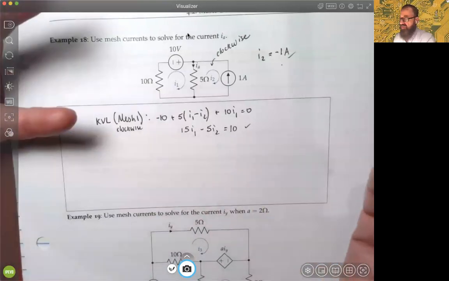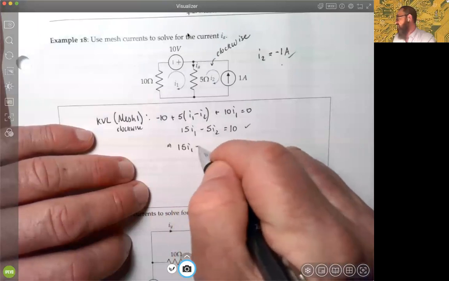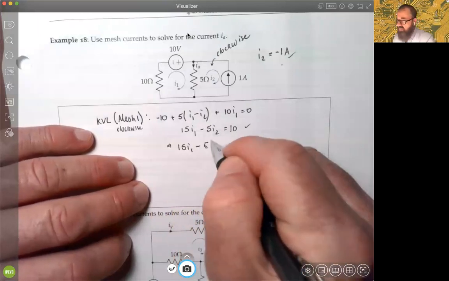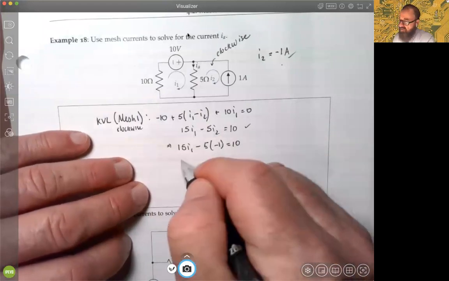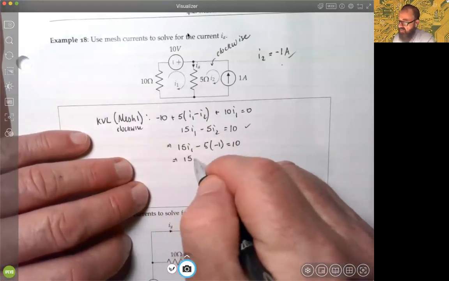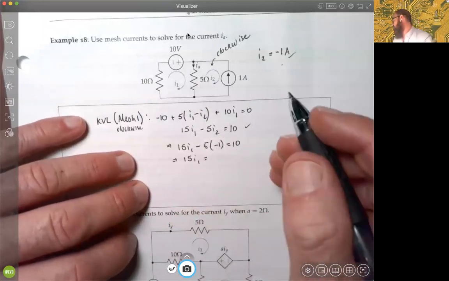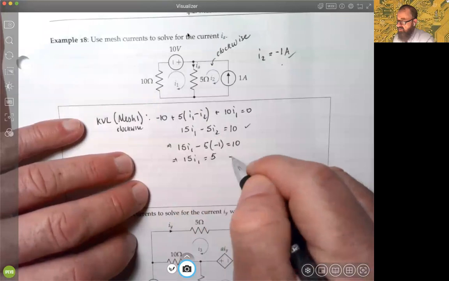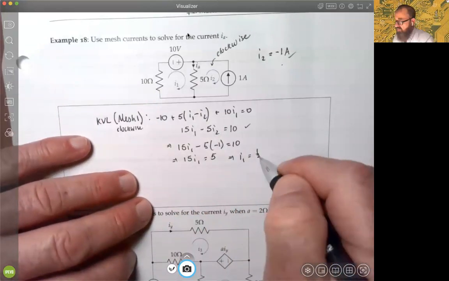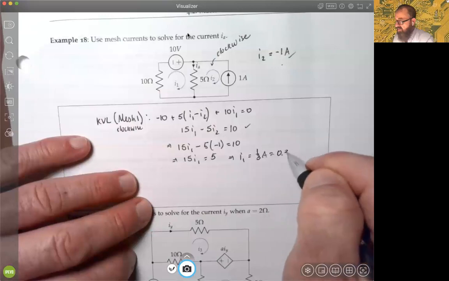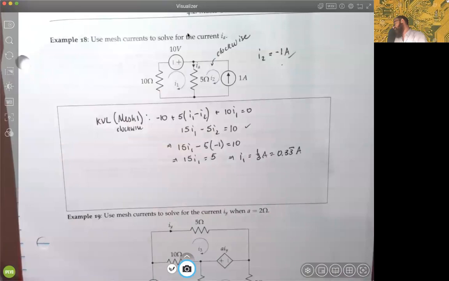We already know what I2 is. So therefore, 15 times I1 minus 5 times negative 1 must be equal to 10, right? So that tells us that 15 I1, this will be a positive 5, subtracts over from the other side, so you'll get 5. So therefore, I1 must be 1/3 amps. Or you could write it as 0.3, repeating 3 amps, okay?